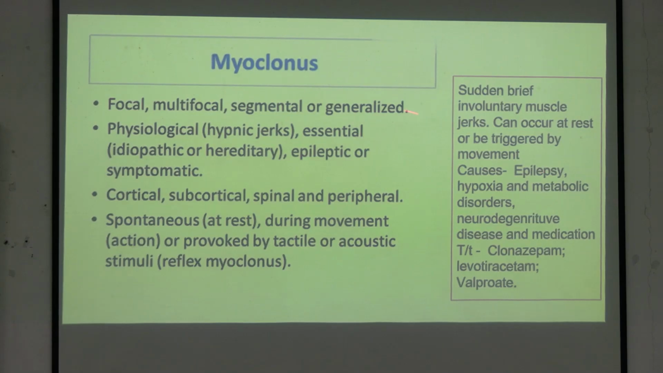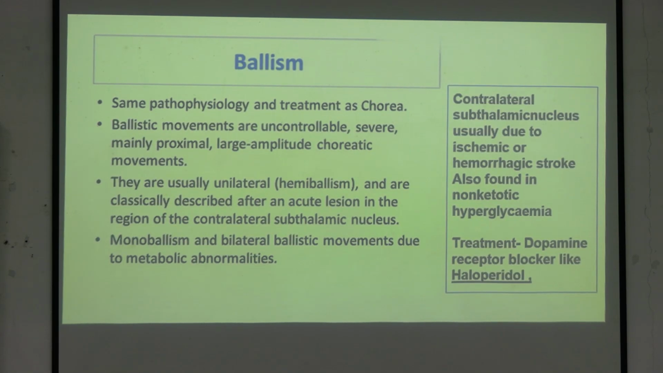Epilepsy you can also consider. And hypoxia and metabolic disorders can bring this type of myoclonus, jerky muscle movement, neurodegenerative disease and medication as the causes of this. This myoclonus is usually treated by clonazepam, levodopa-carbidopa or by valproate. So it is spontaneous at rest, during movement, action, or provoked by tactile or acoustic stimuli. These are myoclonus movements. Now ballism.